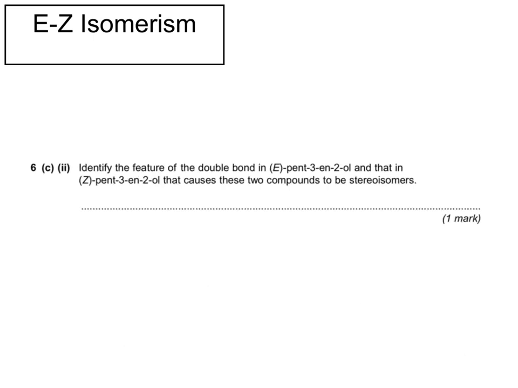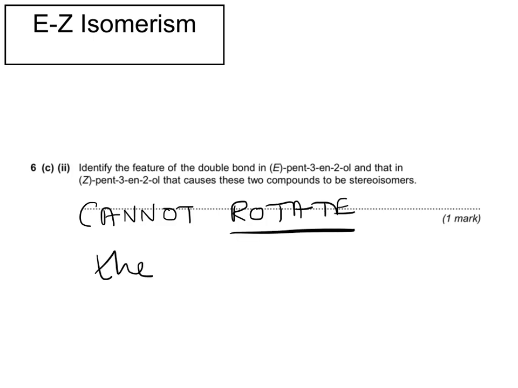Finally, this question here says, identify the feature of the double bond in E-pent-3-en-2-ol, that is, that in Z-pent-3-en-2-ol, that causes these two compounds to be stereoisomers. So this is like a bog standard question, which is asking about the rotation of the C-C double bond. And basically the answer here is that you cannot rotate the double bond. And it's important that you use this word here, rotate. So the fact that the double bond cannot rotate is the reason why you get these two isomers. You must use this word. I hope that helps. Please email me if you have any further questions on EZ isomerism.